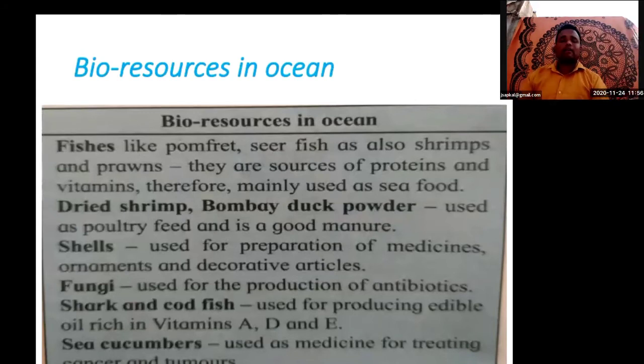Now there are some occupations which depend on what? Sea or marine occupations, we can say. Fishing is the main occupation. Many people are living their life on fishing only. Salt farming is a big industry. Salt, every day we are using.